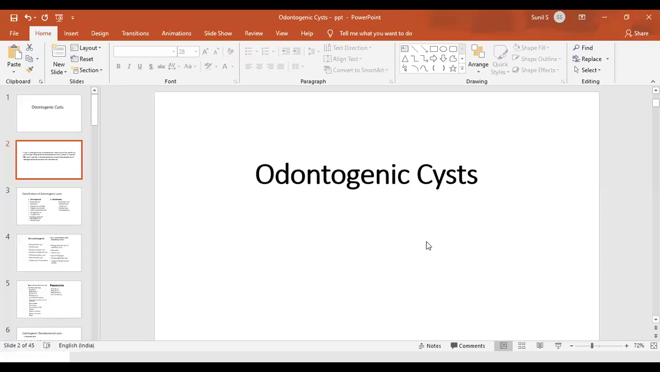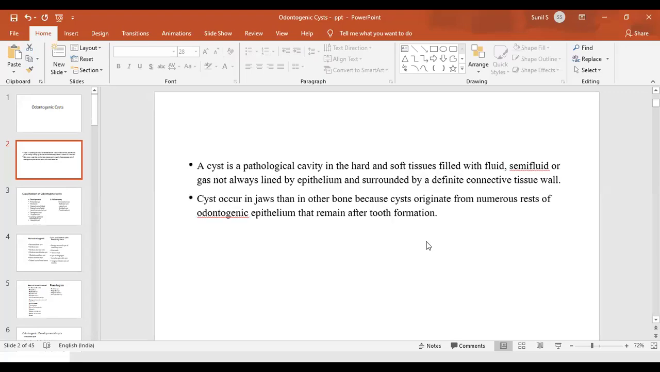Odontogenic cysts. A cyst is a pathological cavity in the hard and soft tissues filled with fluid, semi-fluid or gas, not always lined by epithelium and surrounded by a definite connective tissue wall. Cysts occur more in jaws than in other bones because cysts originate from numerous rests of odontogenic epithelium that remain after tooth formation.